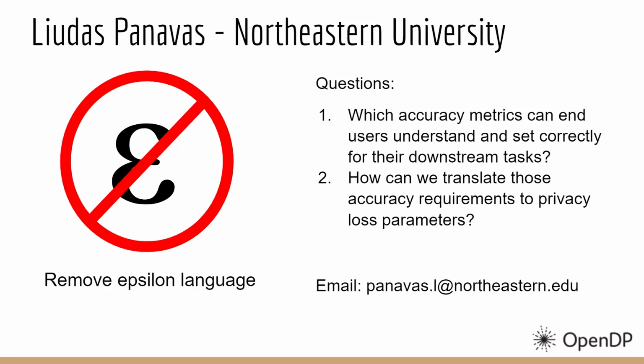So when we think about that, we found two questions that we don't have exact answers for. Talking to people over the last few days, I feel like some of the answers are swirling about. The two questions are, which accuracy metrics can users set and understand, especially in relation to their downstream task? Obviously, when you test algorithms, there are a lot of different accuracy metrics that people use. But are those the accuracy metrics that will actually help users?